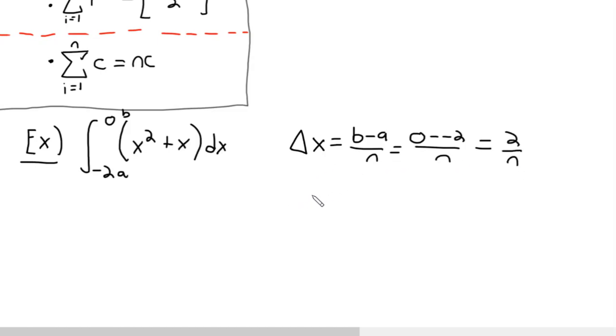Okay, and I'm also going to need my xi, just like I did last time. This is essentially the same thing I finished off with last time. So remember, that's a plus delta x times i.